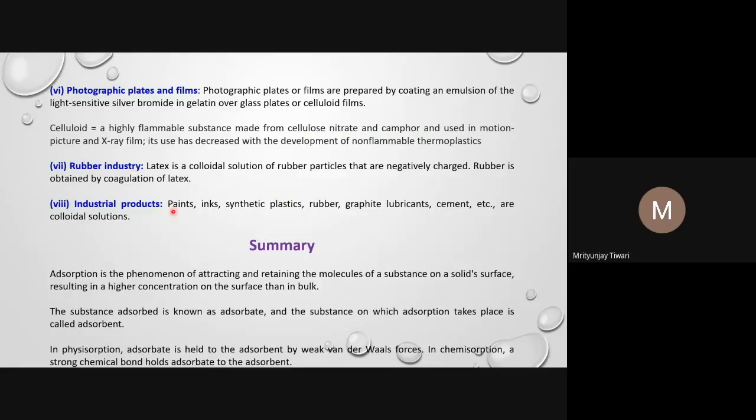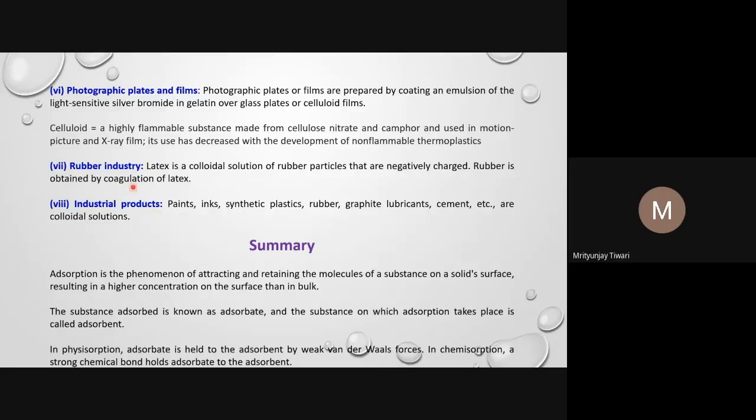In the rubber industry, latex is a colloidal solution of rubber particles. The colloidal particles in latex are negatively charged, and rubber is obtained by coagulation of latex. Once you coagulate the latex, the colloidal rubber particles get deposited, which we call rubber.